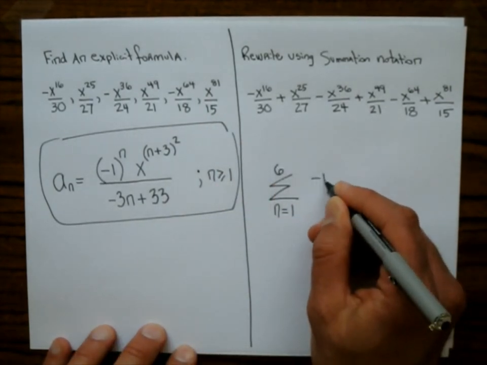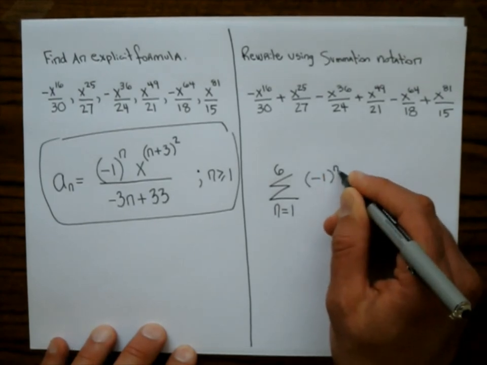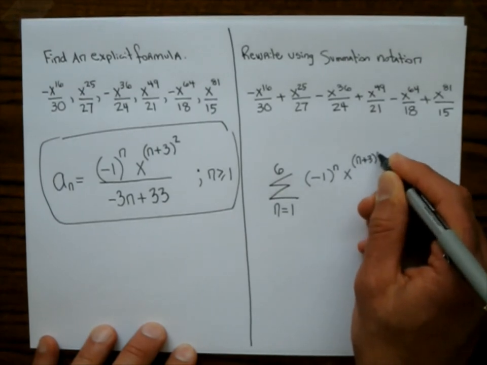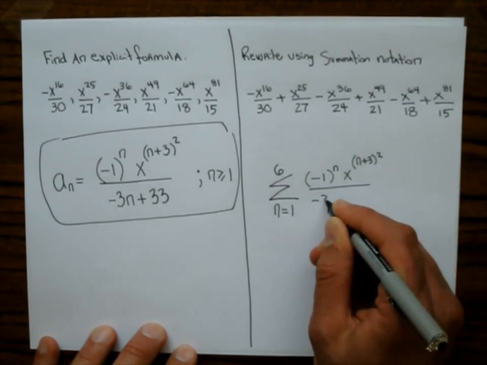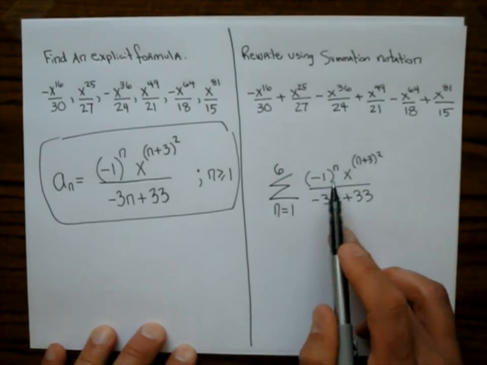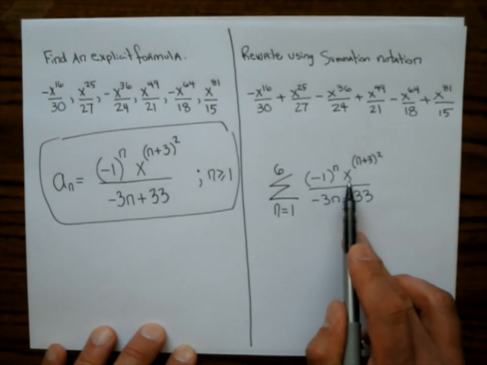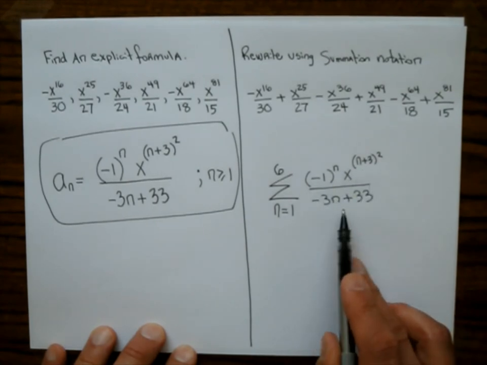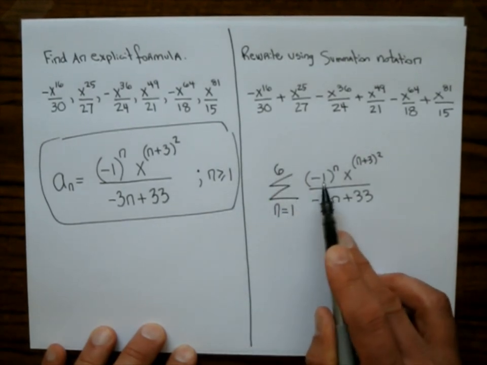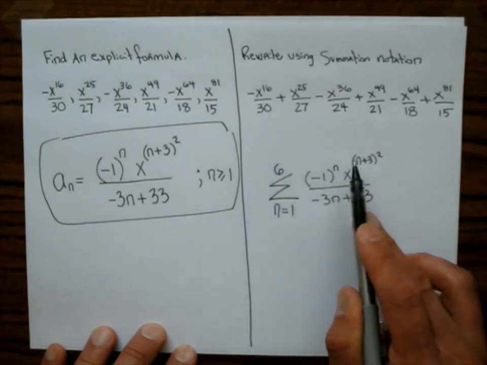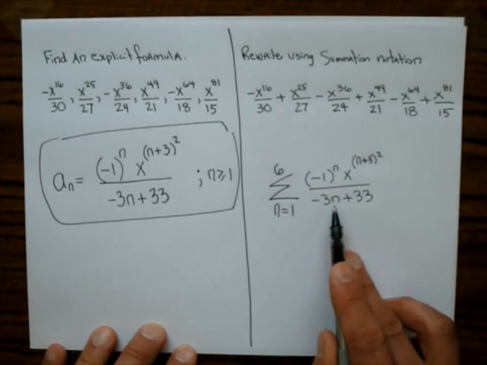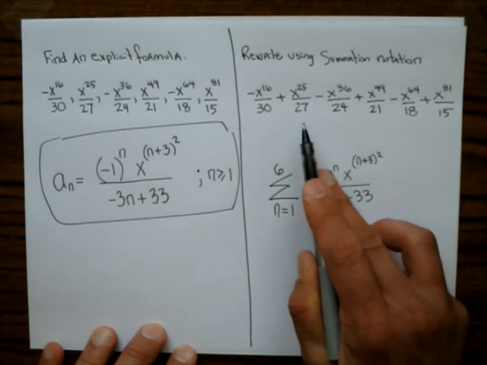Watch, I'm going to just throw it right into this formula here, all over negative 3n plus 33. So look, if I put 1 in there, look what I end up getting. Negative x to the 16th all over 30. That's the first term there. Now look, if I put 2 in there, I get positive 1. So I get a positive 2 in there. That's a 25. So x to the 25th, 33 minus 6, which is 27.